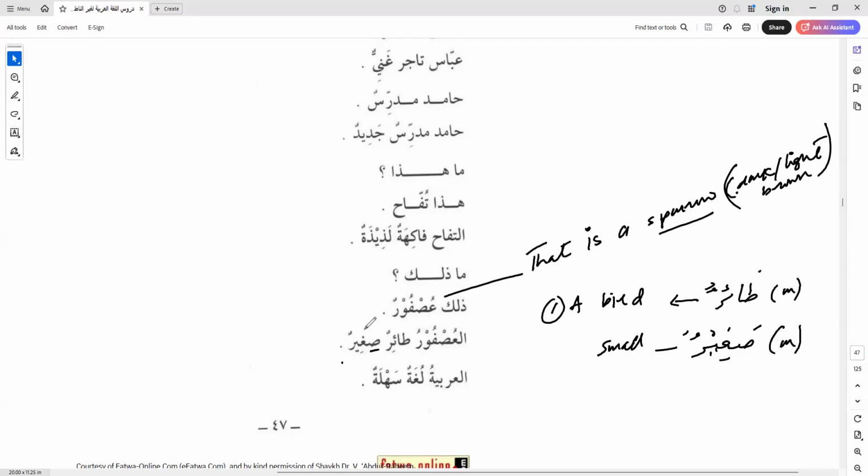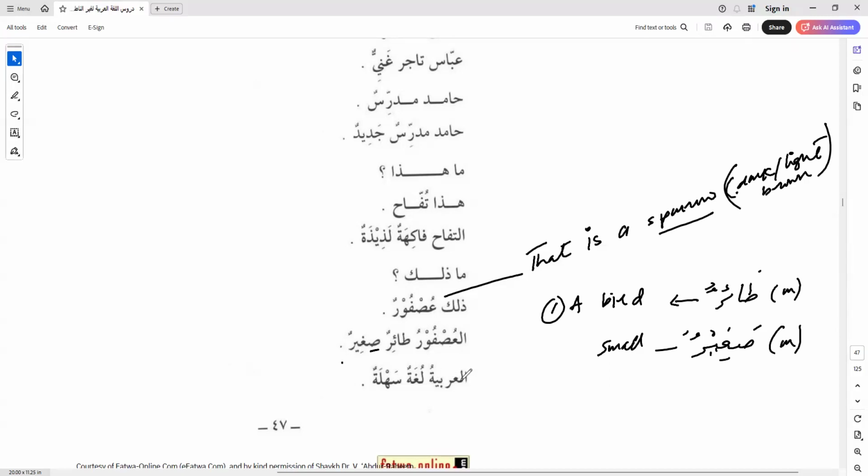But it's not how we speak English, right? So you have to say small bird. It's like you're going backwards. Small bird. But in Arabic, we say عصفور, bird, small. طائر صغير. So every language has its grammatical structure, so we have to obey it.